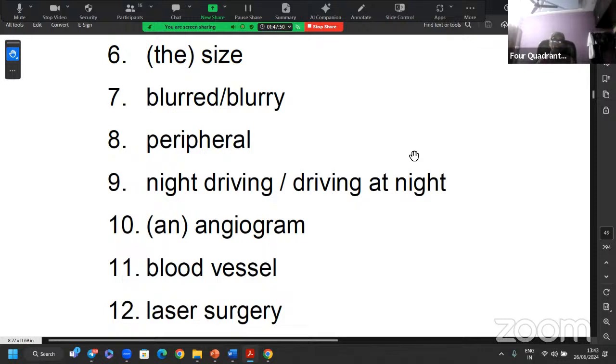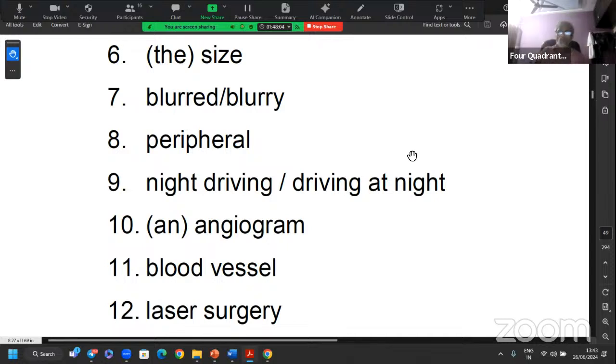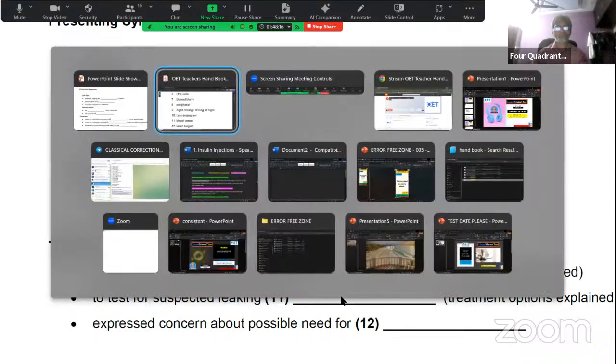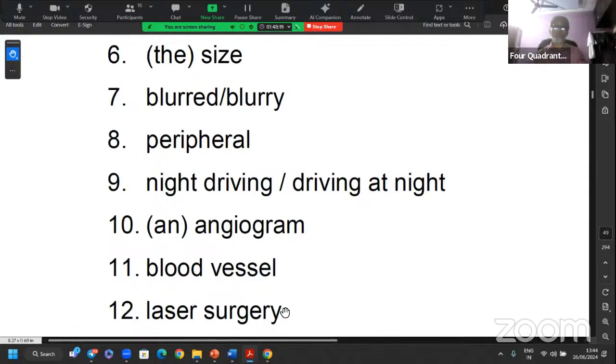Angiogram. Then it's blood vessel. Leaking blood vessel, not vessels. So there you have to see what is the word given there. Is there any A? To test for suspected leaking blood vessel. Blood vessels, singular or plural, both are okay here. Blood vessel or blood vessels, both, because A is not given. Then laser surgery.